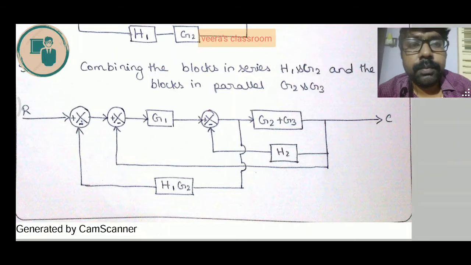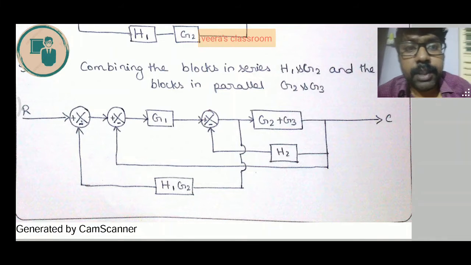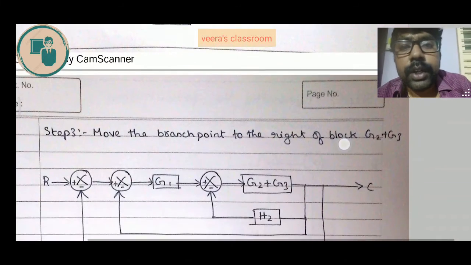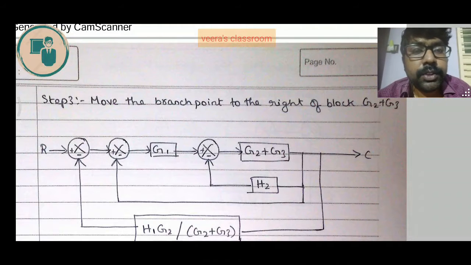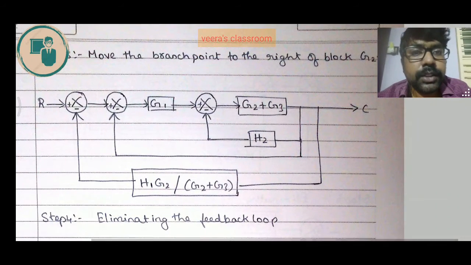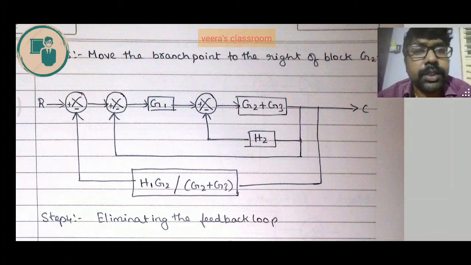In the previous step, step number 1, we moved this branch point to the left. Now we are moving the same branch point to the right. So in step number 3, we are moving the branch point to the right of block G2 plus G3. When it is moved, we are supposed to give a compensation in the feedback element, which is H1 G2. So we divide H1 G2 by the transfer function G2 plus G3. So the element is H1 G2 by G2 plus G3. This is the new feedback element.